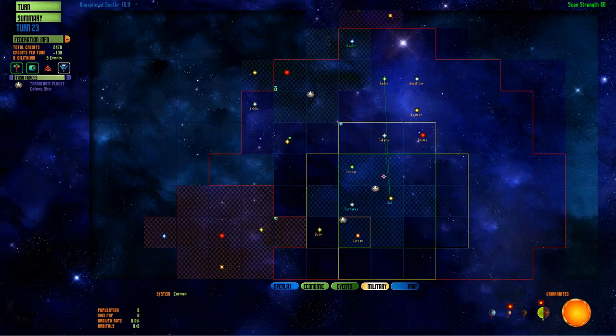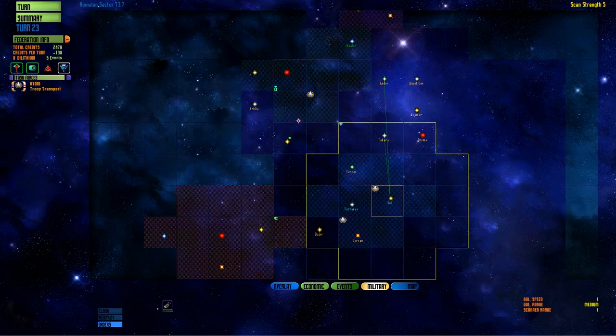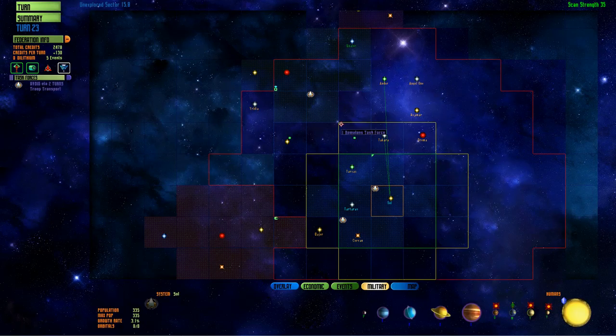Now we have a troop transport. Let's build an outpost here. Right here. Oh, we can't go that far. Let's build an outpost here. Build one over here or something.